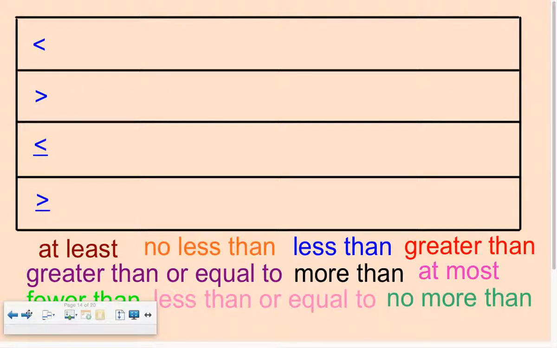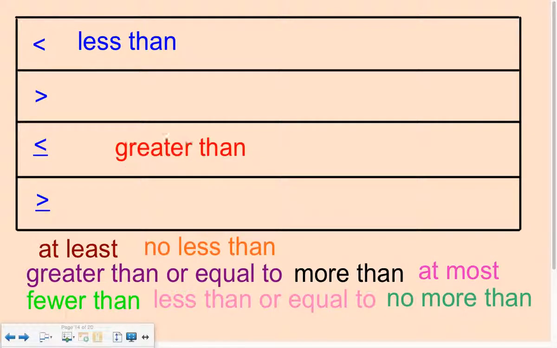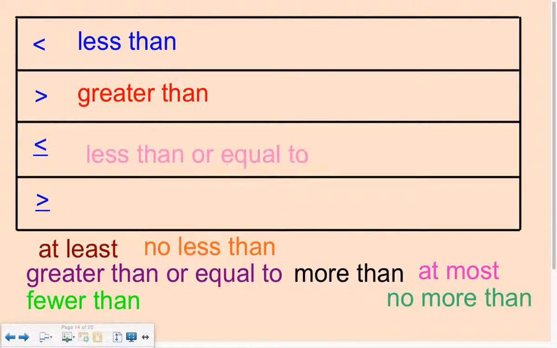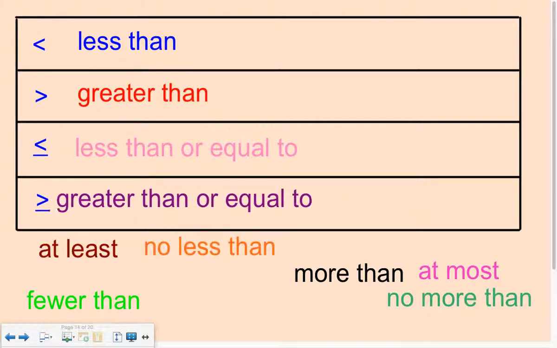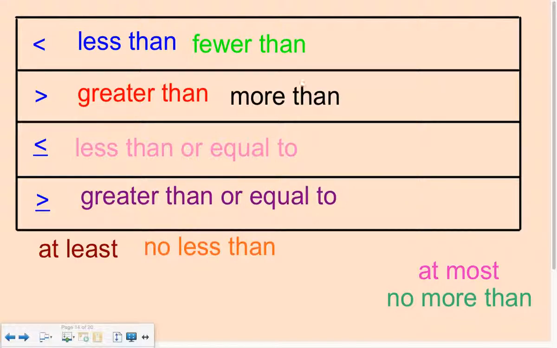All right, the second part of this lesson is reviewing all of these words because we're going to have a couple word problems. So, our less than symbol is at the top. Then we have our greater than symbol. Then we have less than or equal to and greater than or equal to. Less than is the same thing as fewer than. Greater than is the same thing as more than.